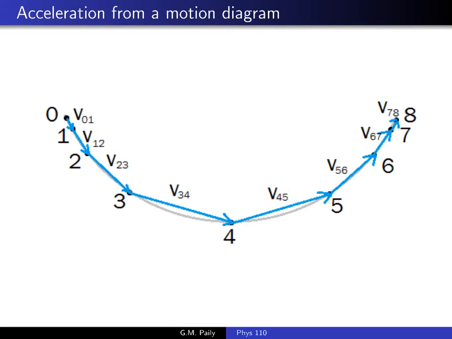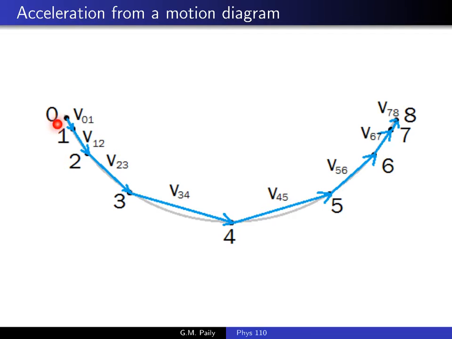Here's an example we have seen before. This is a motion diagram showing the motion of a pendulum. It swings from one end to the other. The blue arrows show the displacements and are thus also proportional to the velocities. We know that the acceleration is related to the change in velocity, that is, velocity after minus velocity before.